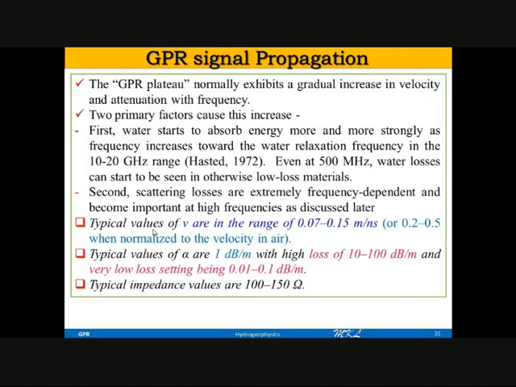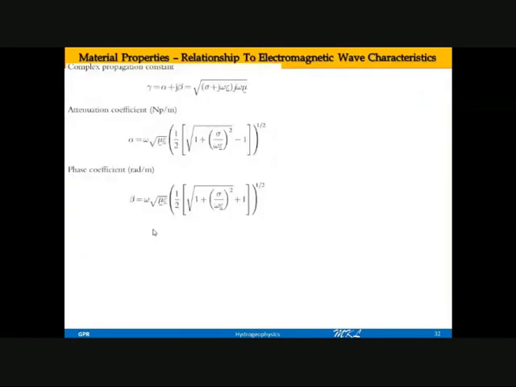Okay. Now the primary factors causing the increase of the GPR relative signal, I will be reading from the book. I'm not explaining it. So typically the values of velocity range between 0.07 to 0.15 meter per nanosecond. Typical values of alpha are, with high loss, 10 to 100 dB per meter, and low loss means 0.01 to 0.12 dB per meter. Typical impedance values are 100 to 150 ohms. Impedance means resistance in a word. Impedance basically is a complex term.